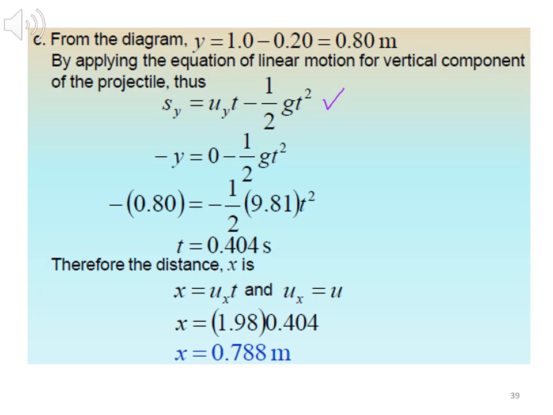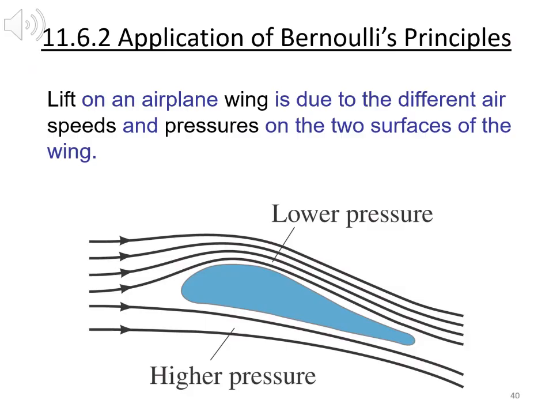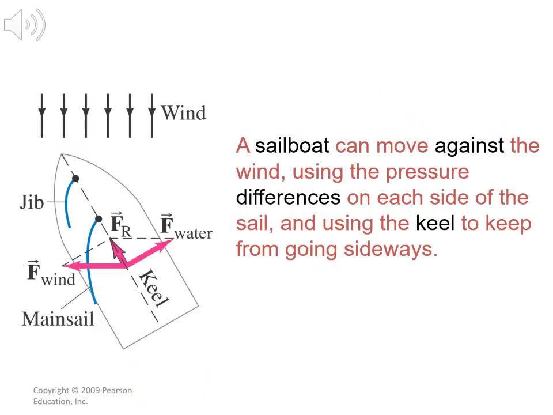Another application of Bernoulli's principle is the airplane. Lift on an airplane wing is due to the different air speeds and pressures on the two surfaces of the wing. You can see from lower pressure to higher pressure in the diagram. A sailboat can move against the wind, using the pressure differences on each side of the sail, and using the keel to keep from going sideways, also one of the applications of Bernoulli's concept.